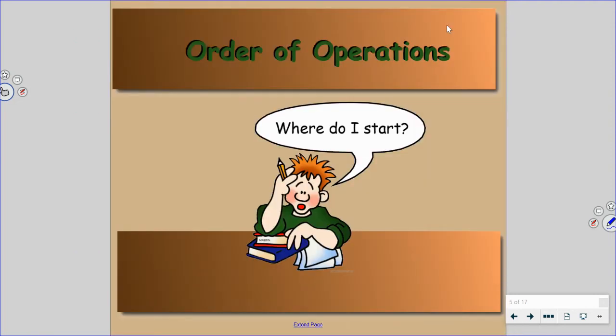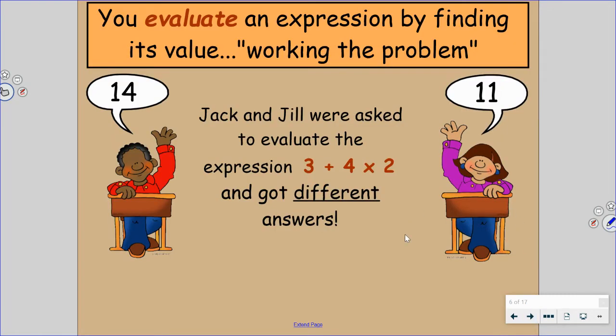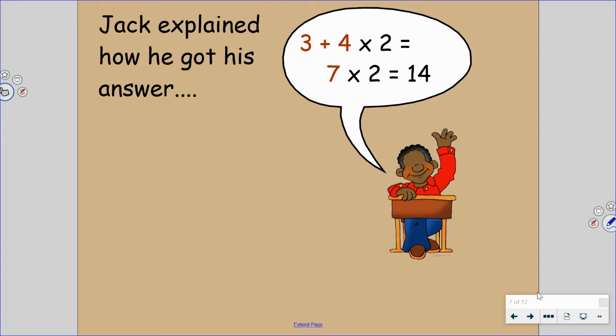Ladies and gents, where do we begin is the question for order of operations. Now look, let's just look at a problem. Jack and Jill were asked to evaluate the expression 3 plus 4 times 2, and yet they got different answers. Jack got 14, Jill got 11. It doesn't really help to have an argument and a wishy-washy answer and say, well, maybe both of them can be right. Look, when you got numbers, when you got quantities, we should be able to agree on the same answer. So that is what the order of operations is built to do.